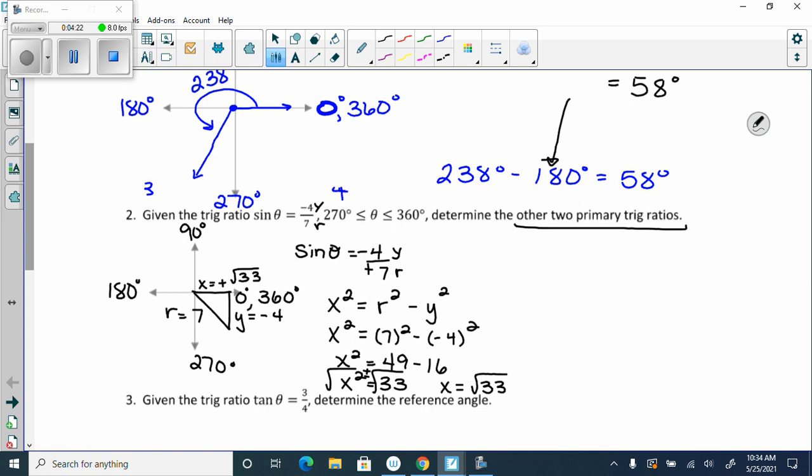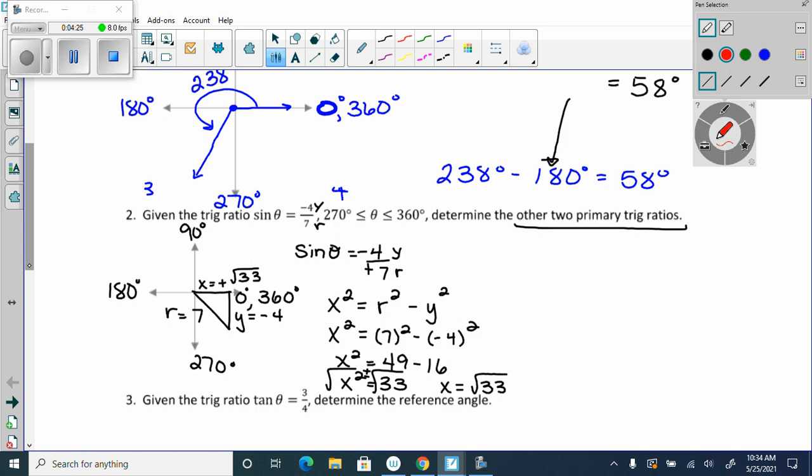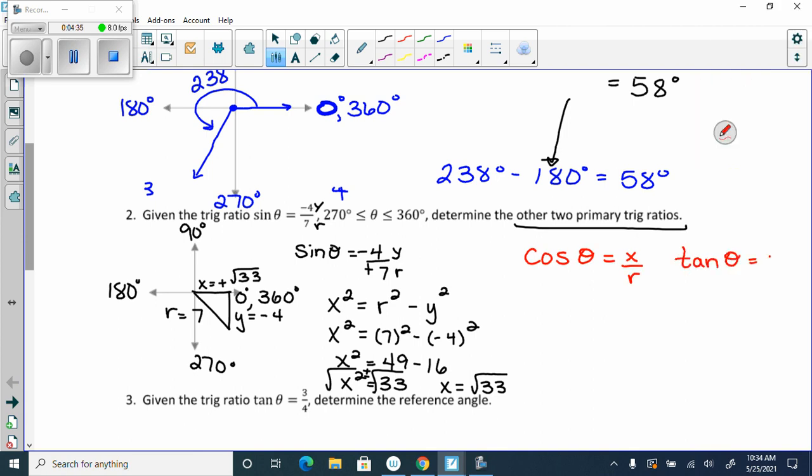Then we have to do our other two trig ratios. So let's do cos theta equals x over r, and tan theta equals y over x. And remember I told you those formulas would be given to you, right? So if you mess them up and write them wrong, you just copied them off the formula sheet wrong. There's no memorizing this year. Next year you'll have to have them memorized. So cos theta equals x, which is root 33, over r, which is 7. Done.